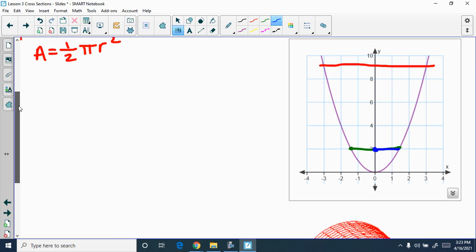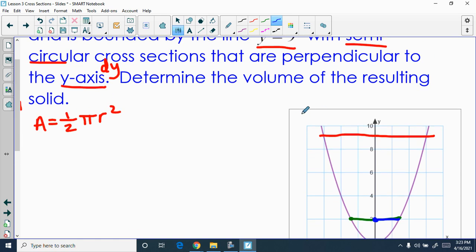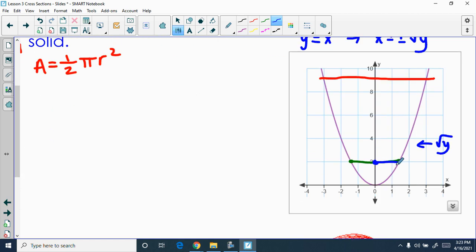So we are solving with respect to y, so I'm actually going to take that equation we had, y equals x squared, and I'm going to solve for x. So I'm going to get x equals plus or minus the square root of y. So this equation here is the square root of y, which means that for this distance, which is our radius, we are going from the square root of y to 0. So really the square root of y minus 0 is just the square root of y. So we don't need a diameter, we just need the radius. So our radius is the square root of y, and we're going to plug it into our formula.